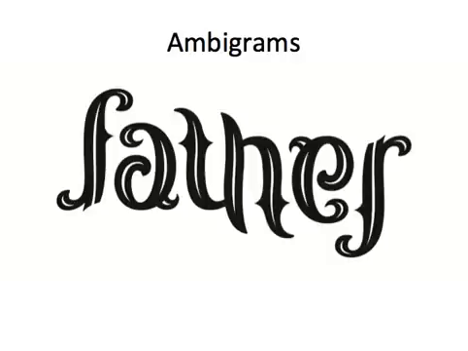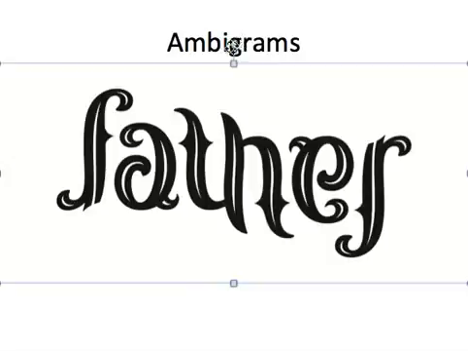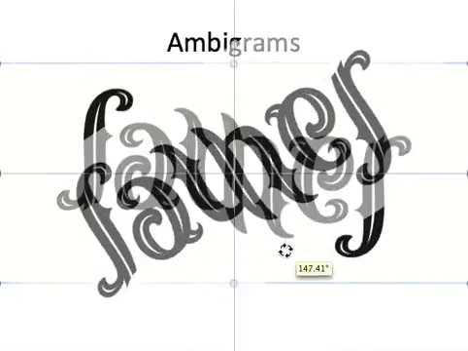Anagrams are words that are designed so that they are identical after they're spun around 180 degrees. This means they have a rotational symmetry of order 2.